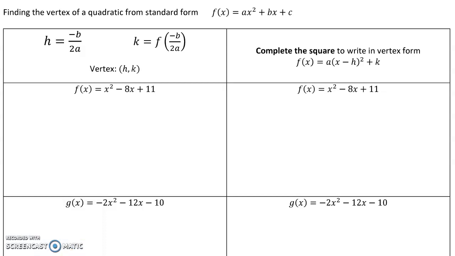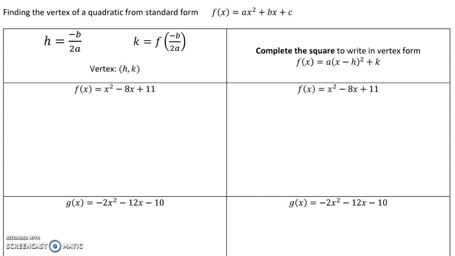Hello, so today we're going to be talking about how to find the vertex of a quadratic from standard form. And as a refresher, this is what standard form looks like: ax squared plus bx plus c. a, b, and c are just coefficients, or numbers in front of these variables. So there's two options that we have.